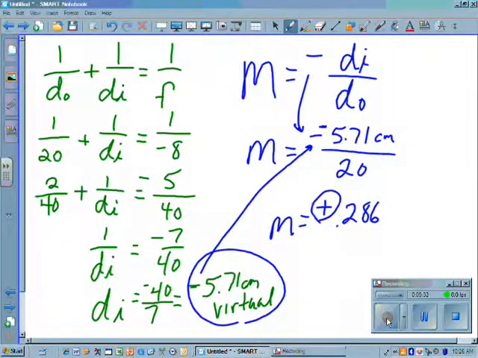Positive magnification means it's upright. Okay. And since it's less than 1, that means it's smaller.